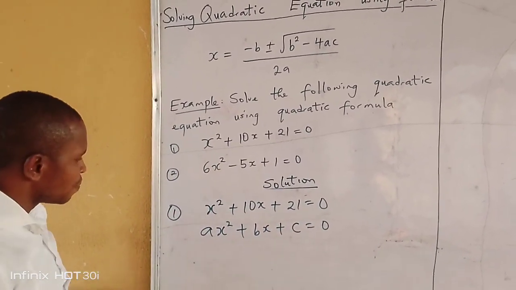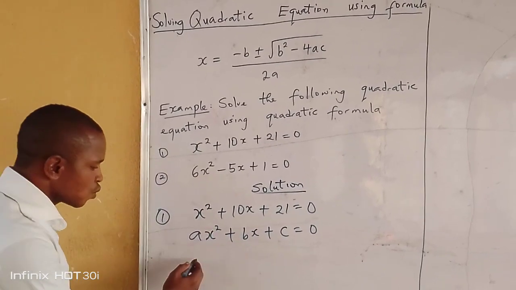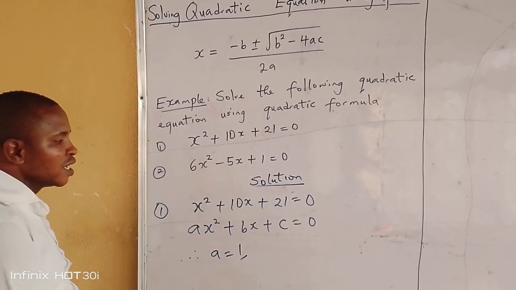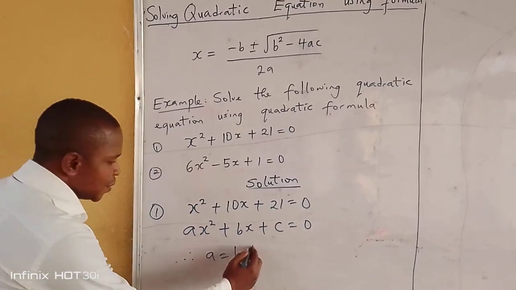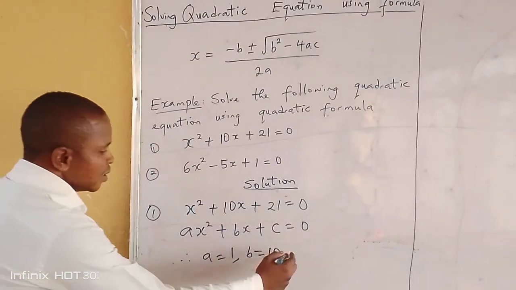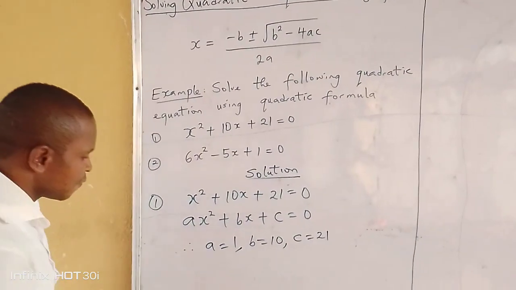So by the time you compare these two equations together, you will discover that the coefficient of s squared here is 1. So therefore a is equals to 1. And the coefficient of s here is 10. b is equals to 10. And the constant value that represents c here is 21. So therefore c is equals to 21. Then you apply the formula.